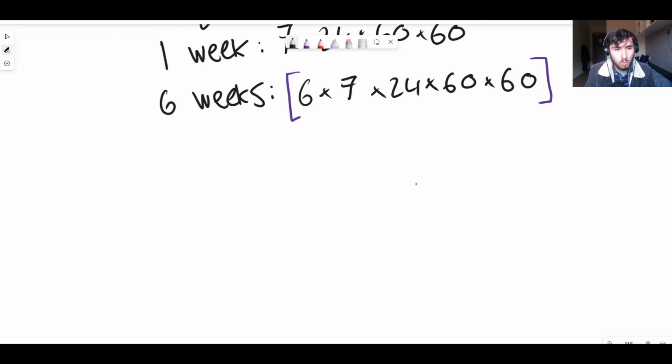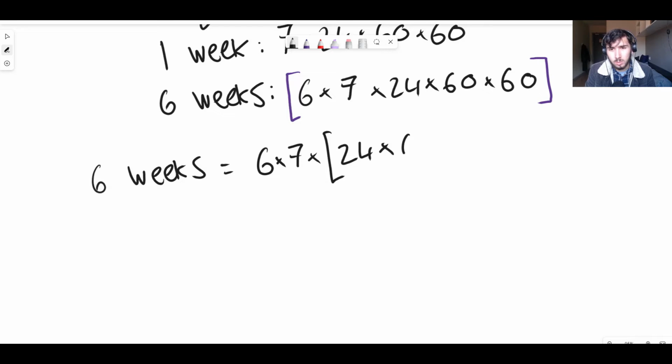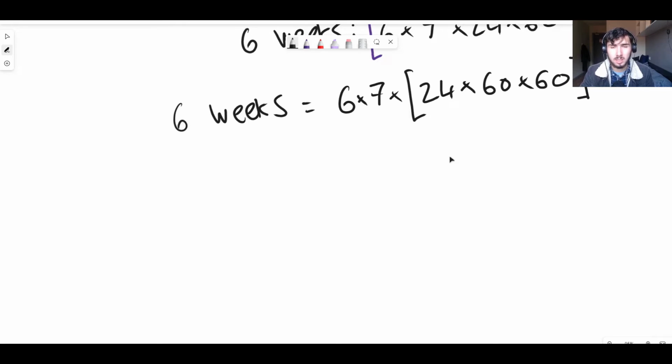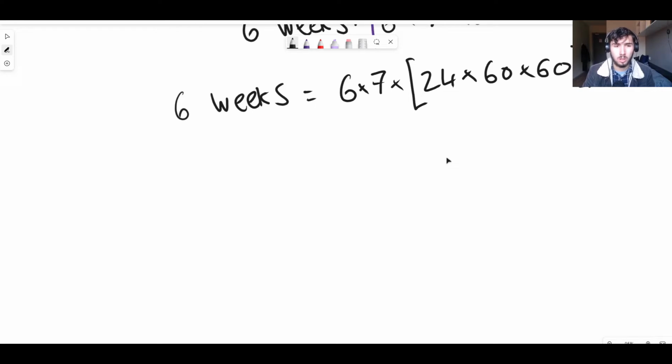So I will write 6 weeks as being equal to 6 times 7, and then in some big brackets, I'm going to write the rest of it, 24 times 60 times 60. And every time we pull out an integer that is between 1 and 10, I'll take it outside of the square brackets. So 6 and 7, we've already got the 6 and the 7. We're looking for all of the other numbers as well. So again, I'm going to rewrite this thing.